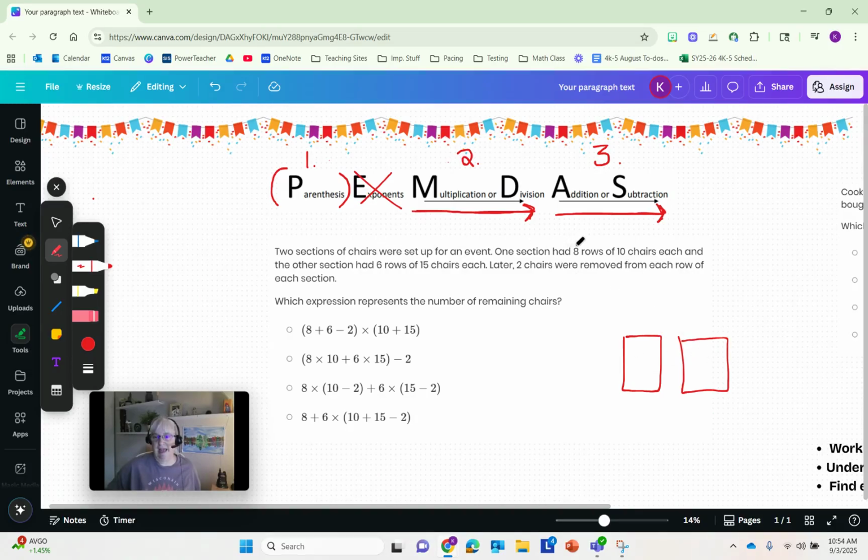So 2 sections of chairs were set up for an event. One section had 8 rows of 10 chairs each. Oh, so there's 8 rows: 1, 2, 3, 4, 5, 6, 7, and I'll add another one up here. And each row has 10 chairs. Oh, that's 8 times 10. And the other section had 6 rows of 15 chairs each. So 6 rows, 1, 2, 3, 4, 5, 6. And each row had 15. Well, that's 6 times 15.